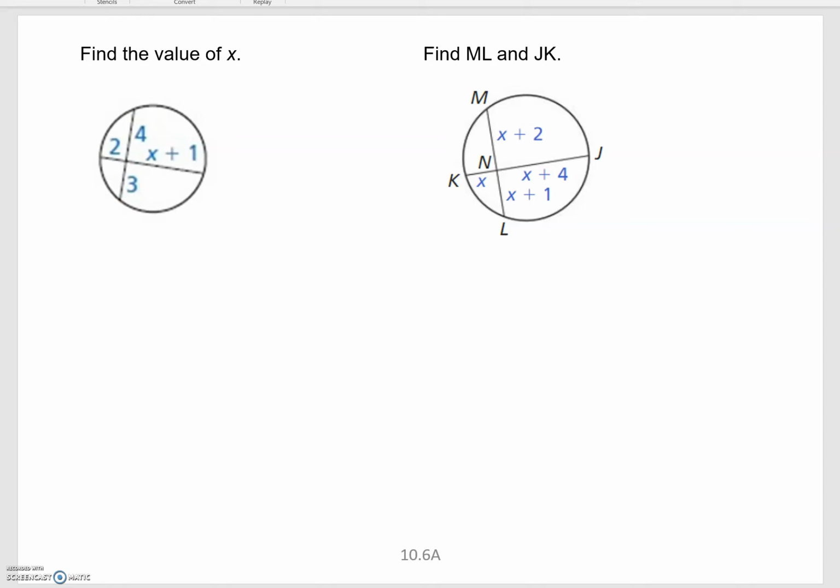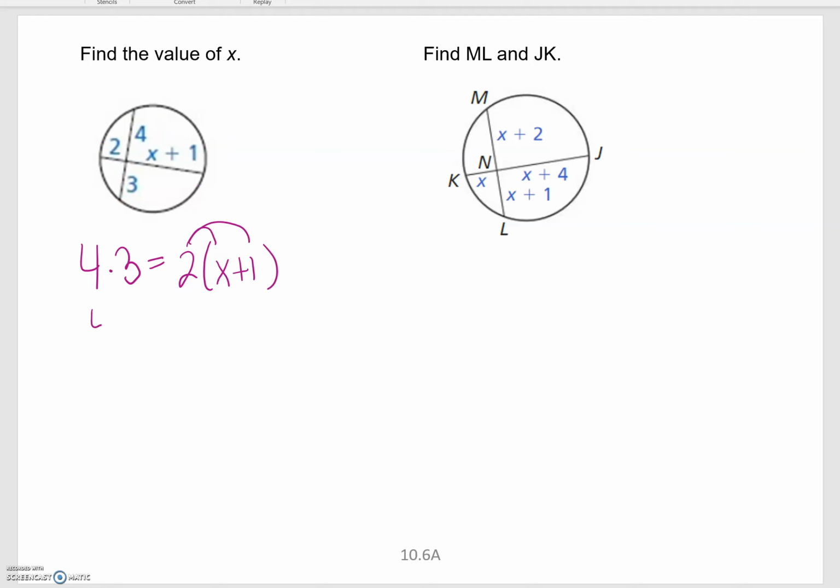Okay, so what we're going to do is actually practice with that equation. So you're multiplying across the chord. Okay, so for the first one here, here's one chord, so I have 4 times 3 equals, and then I have my other chord, 2 times (x + 1). Okay, so you're finding the product there.